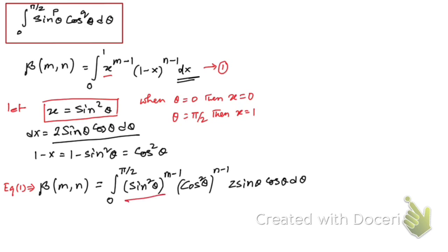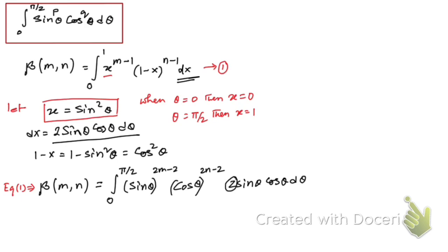Now if you simplify this part, you should get sine to the power twice m minus 2, right? We know that a to the power m whole to the power n is a to the power m into n. If you apply that, you should get this. Similarly, applying it here, 2 into n minus 1 gives you cos theta whole to the power twice n minus 2, right? Hope you have understood this.